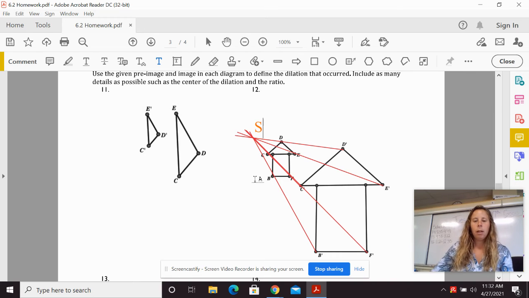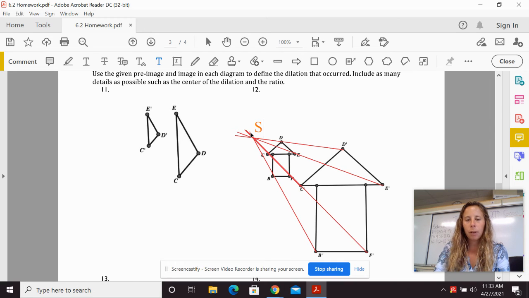So now you have to measure the distance from S to D and S to D prime, right? And that'll tell you your ratio. Try both inches and centimeters, and whichever one comes out nicer, just use that. So if you get 1 inch, then I would use inches. If you get like 1.2, then maybe try centimeters and see if you get a nicer number.